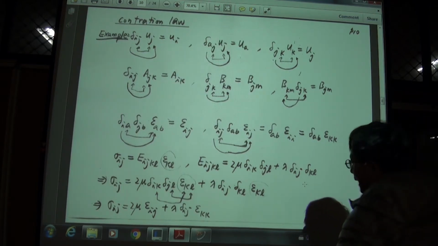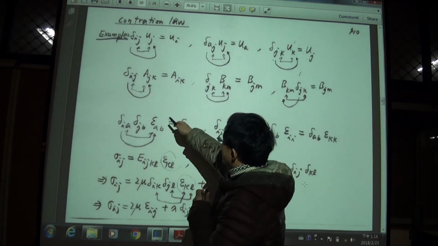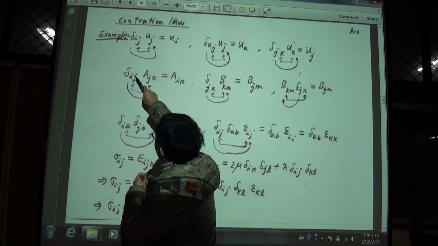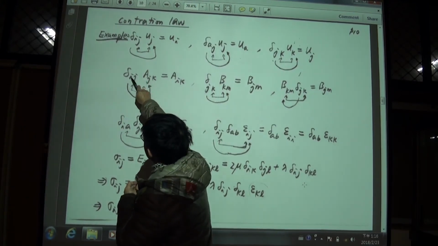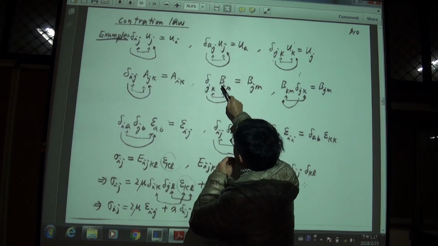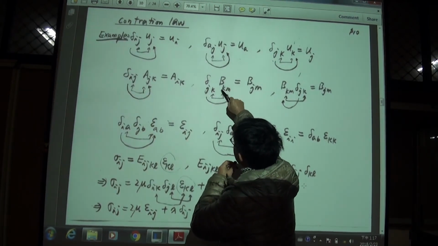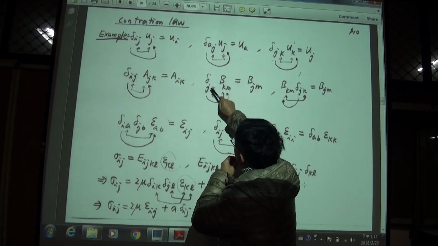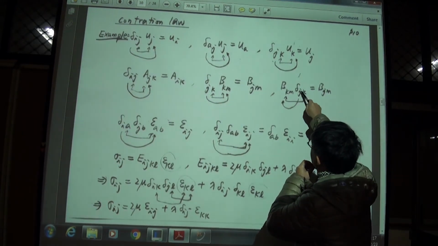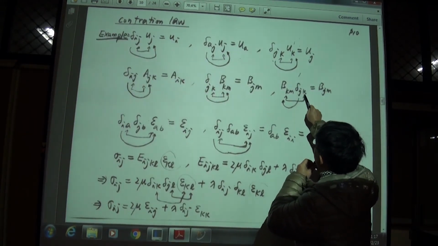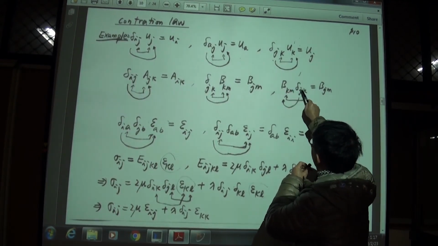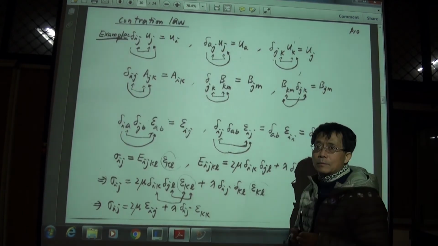Likewise, delta_ij times a_jk. J is repeating, so we replace the j here by i, so a_ik. Here, delta_jk b_km. K is repeating, so we replace the k index in the b by j, giving b_jm.